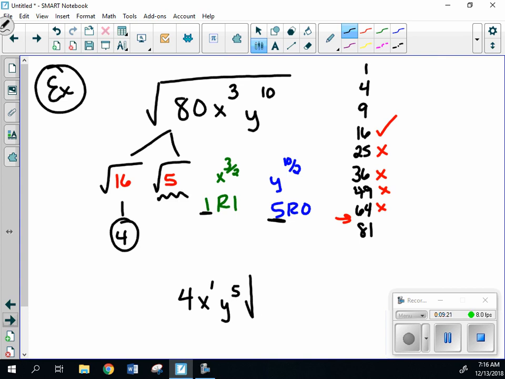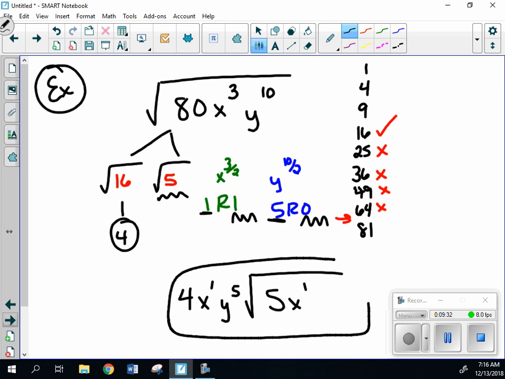Now I go for underneath. Underneath the radical sign is a 5, x to the 1st, and y to the 0. Since it's y to the 0, I'm not going to list it. So this right here is my simplification of radicals. Sometimes you'll get bigger numbers with cubes, but it's the same process as when you're going through the 1, 4, 9, 16, but instead you're using not the perfect squares list, but the perfect cubes list. So that's simplifying radicals and variables.